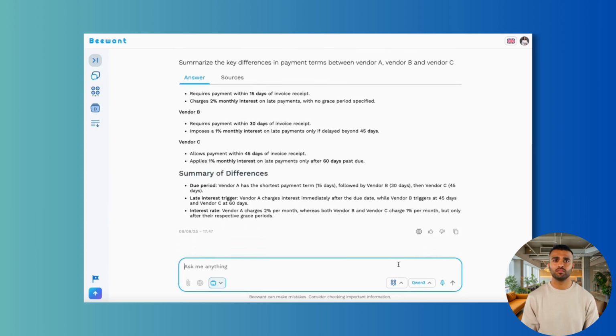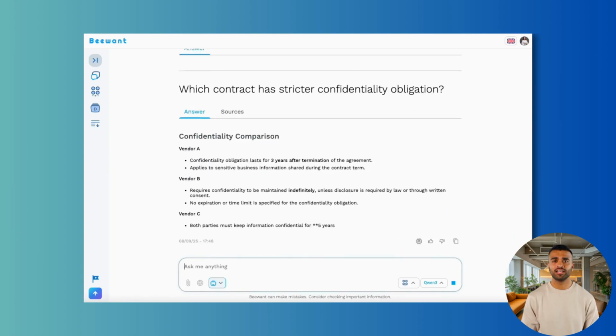Next, I wanted to know, which contract has stricter confidentiality obligations? Vendor B came out with the tightest restrictions, limiting flexibility in collaborations. Vendor A was less rigid but still protective. Vendor C sat somewhere in the middle, more flexible than B, but with clearer protections than A.